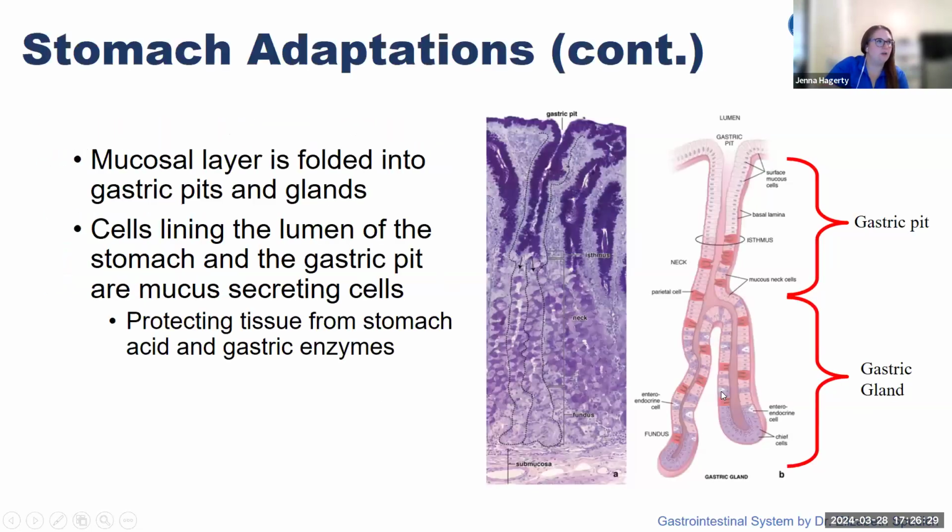And then going back to this slide again from Dr. Spiedek's lecture, so that mucosal layer is folded into the gastric pit shown here and the glands. Cells lining the lumen of the stomach and the gastric pit are mucus secreting cells. This helps to control the pH of all that acidity, protecting the stomach from acid and gastric enzymes. And then another learning objective you should be aware of are the different cell types within the gastric gland and pit itself.